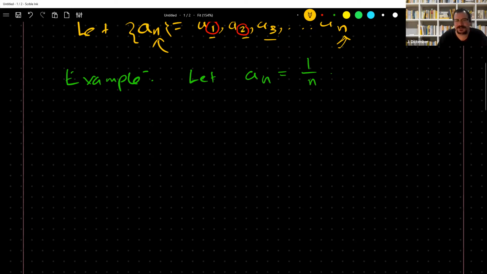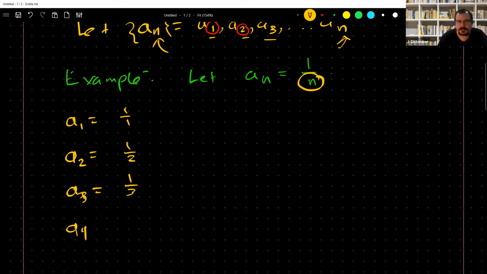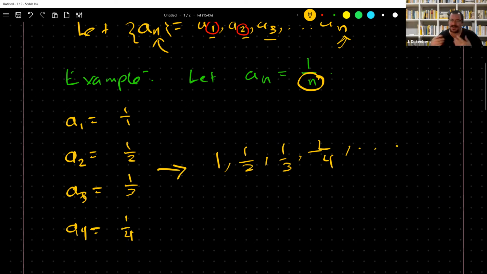Side note: this sequence cannot start at 0. But if I want to list the terms, my sequence, we said, is a function from the natural numbers to the real numbers. So when n is equal to 1, I get 1 over 1. When n is equal to 2, I get 1 over 2. When n is equal to 3, I get 1 over 3. So you see, I'm just replacing the n with natural numbers. In other words, my sequence looks like this: 1, 1 half, 1 third, and 1 fourth. So this is the idea of a sequence, okay?